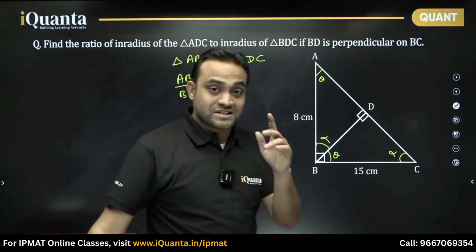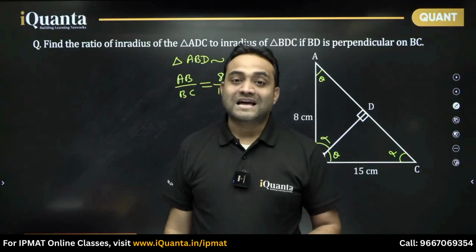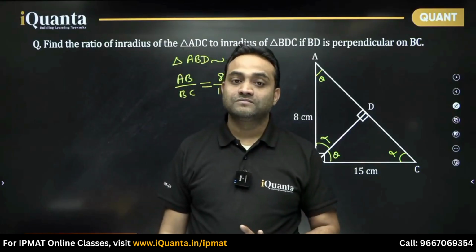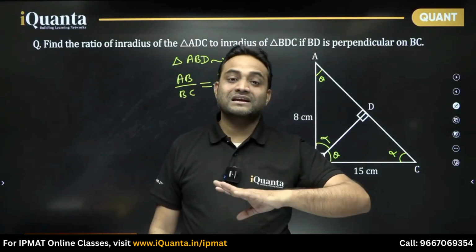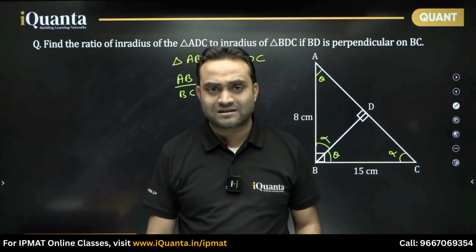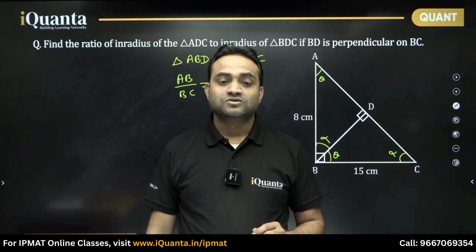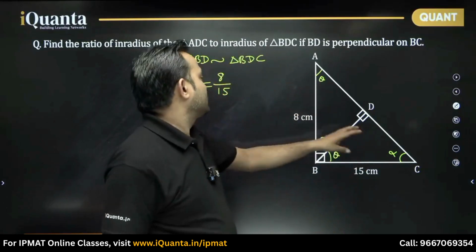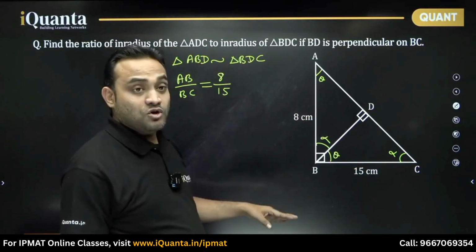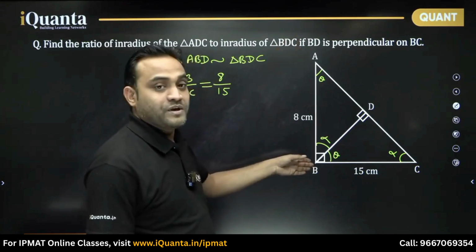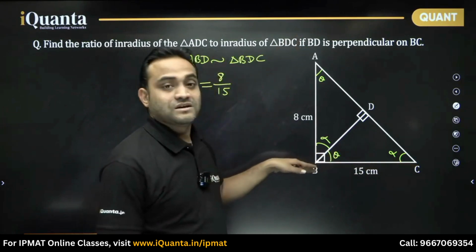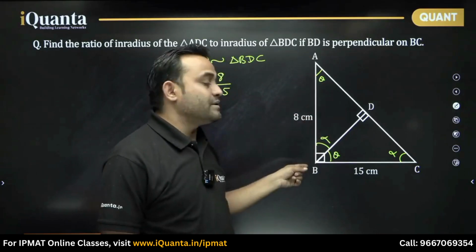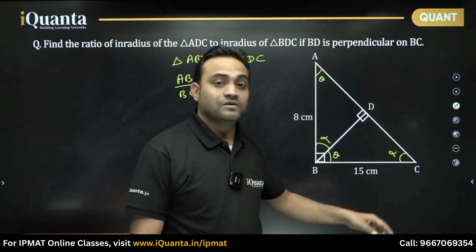And we have discussed during similar triangles that the ratio of corresponding sides between two triangles is the same as the ratio of any linear length of those triangles. For example, the ratio of perimeter of these two triangles will be 8 by 15. The ratio of medians drawn to AB to medians drawn to BC will be 8 by 5. The ratio of circumradius of triangle ADB upon BDC will be 8 by 5.